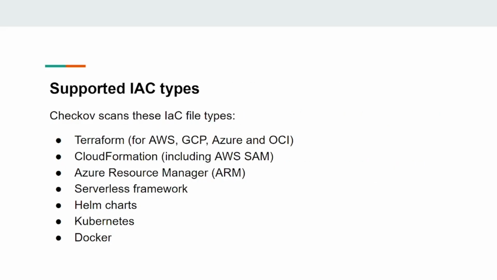What types of IaC do they support? Okay, so Checkov scans these IaC file types: Terraform for AWS, GCP, Azure, and CloudFormation, which is also kind of like Terraform, but it's an AWS service. Azure Resource Manager. In GCP we have Cloud Deployment Manager. I'm not sure about that, but Cloud Deployment is there. Okay, fine. Serverless framework, Helm charts, Kubernetes, and Docker.